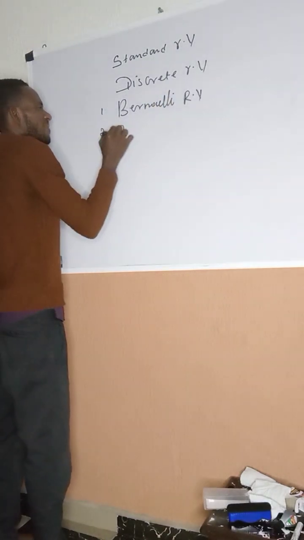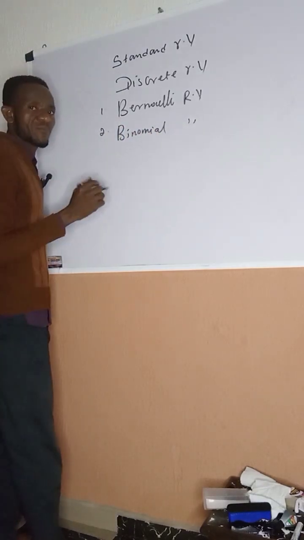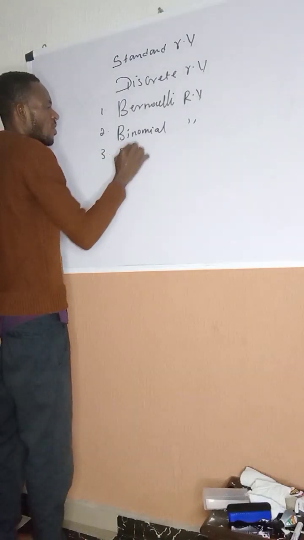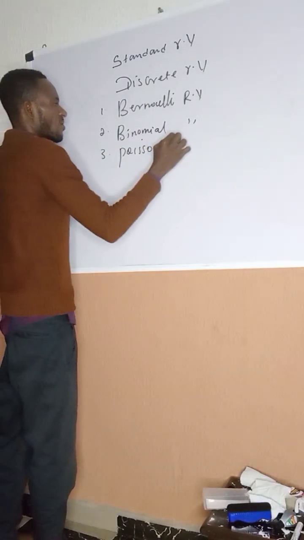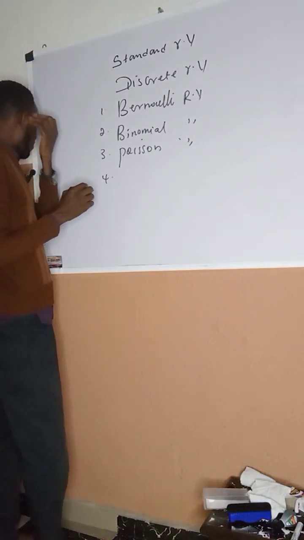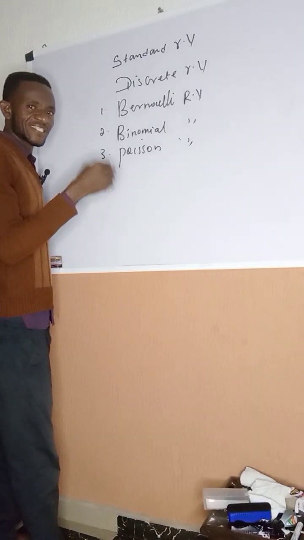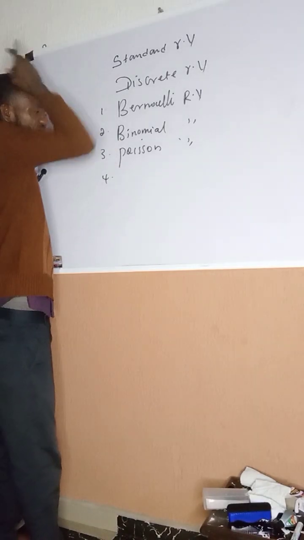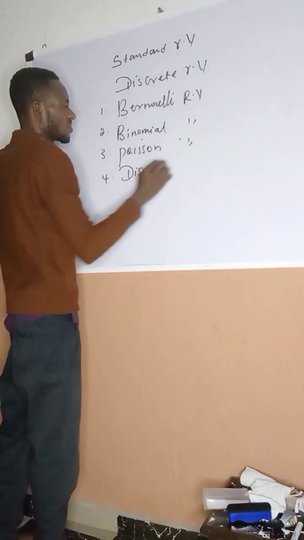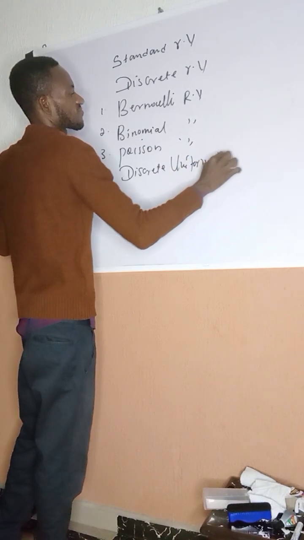Number two, we are going to talk about what we call the binomial random variable. Number three, we are going to talk about what we call the Poisson random variable. Number four, we are going to talk about what we call discrete uniform distribution.